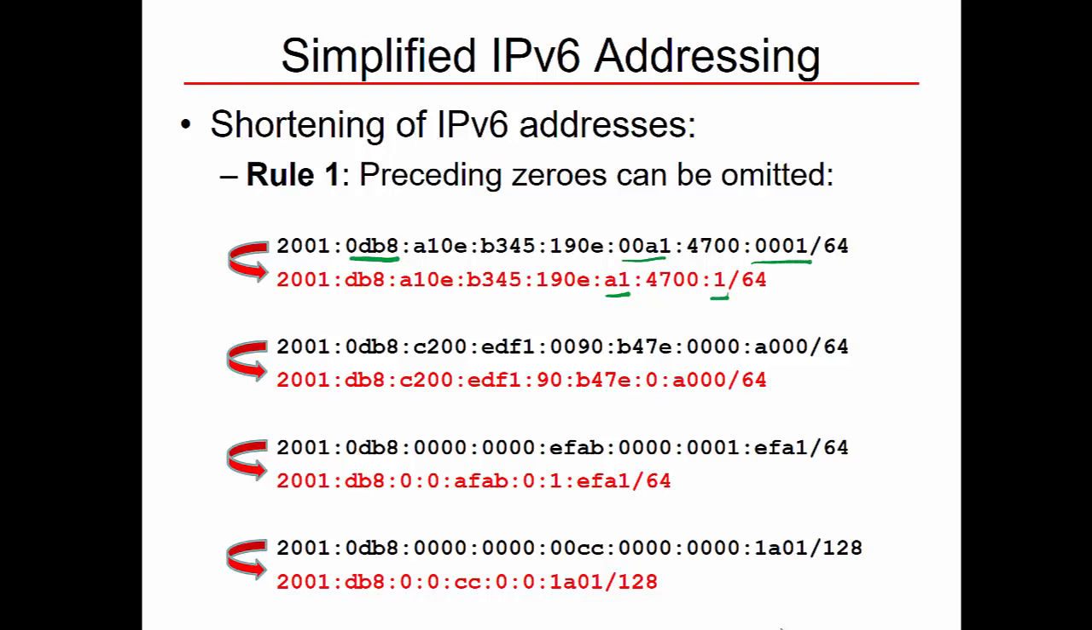This is another example over here. 0db8 can be written as db8. 0090 can be written as 90. And 0000 can be written with just a single 0 to represent all 4 zeros. Here is another example: 4 zeros represented by 1 hexadecimal character.